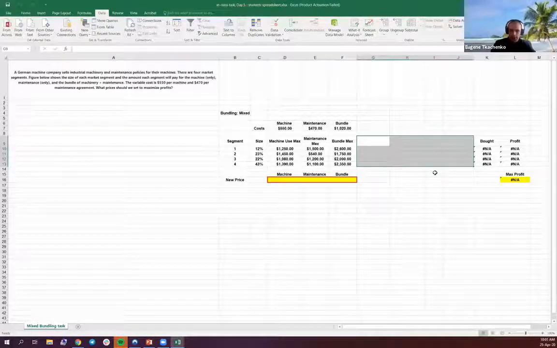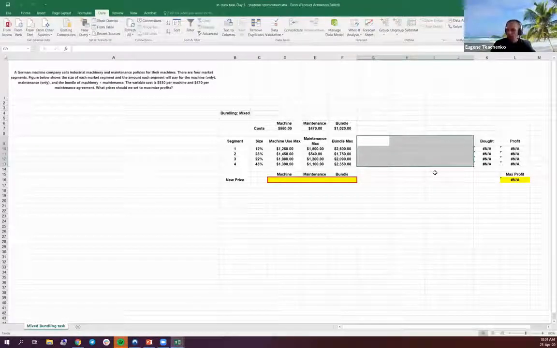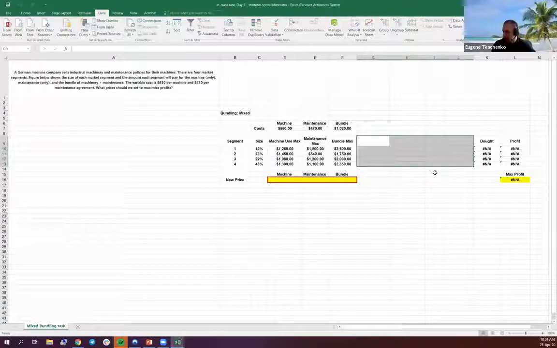And yeah, don't forget to save this file, because it would be your indication of your participation today. So in order to get a participation mark, you will need to send it back to me before our classes tomorrow.